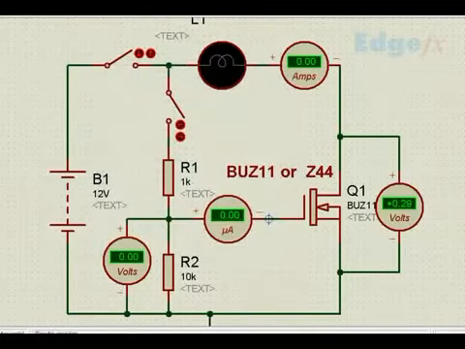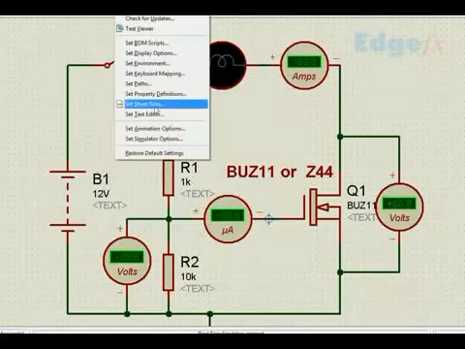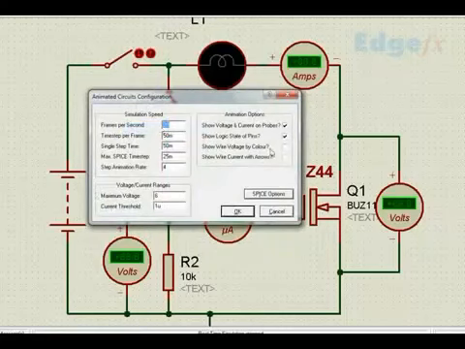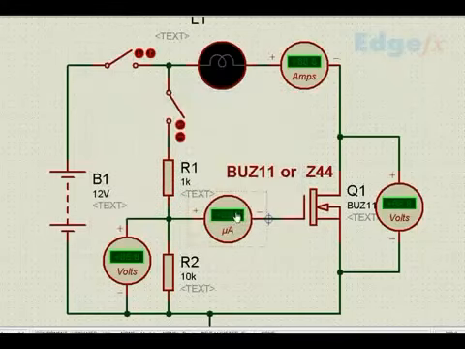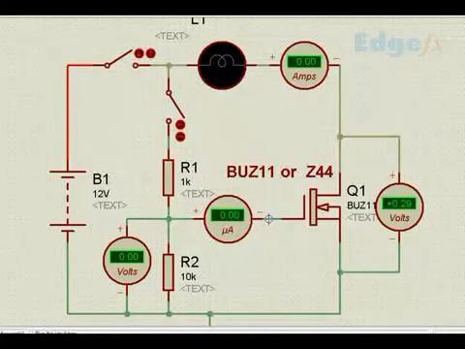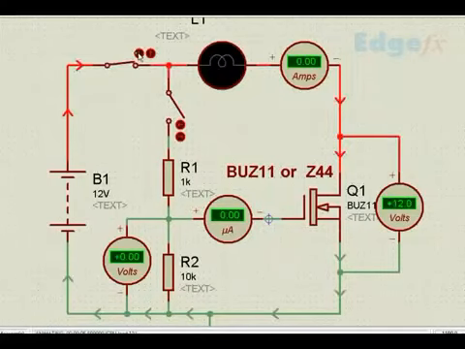We will set it before we go over to the simulation. We go over to the set animation options, and then we'll see how the current flows. We switch on this, and then say yes. Right, now we go over to switch on this. Now see, the same thing, the positive is here, and once I switch on, the positive is available till this point.